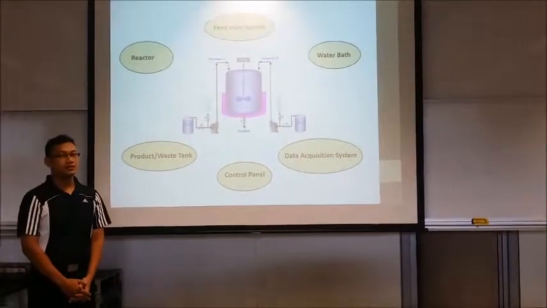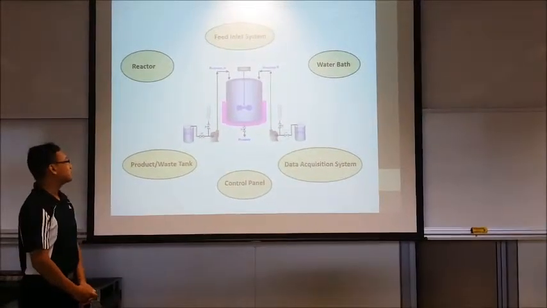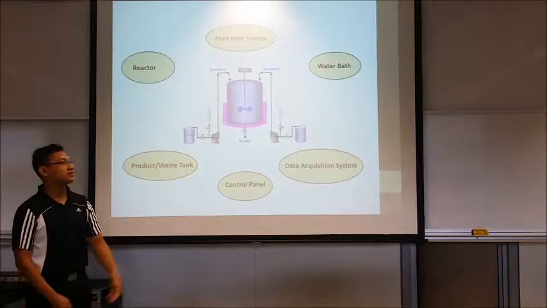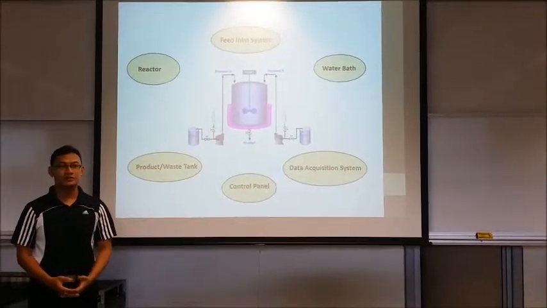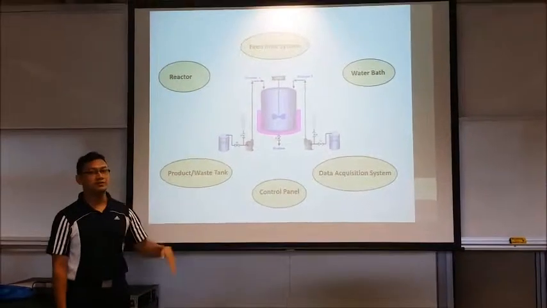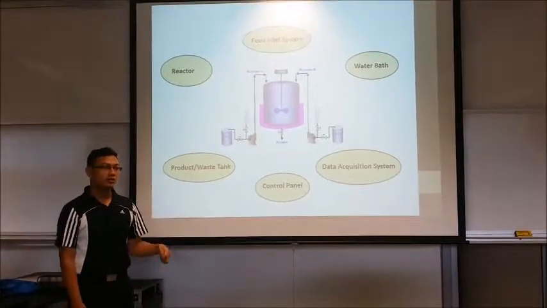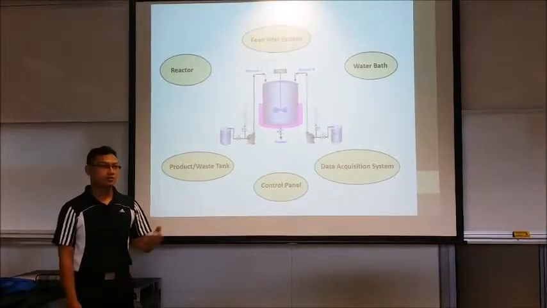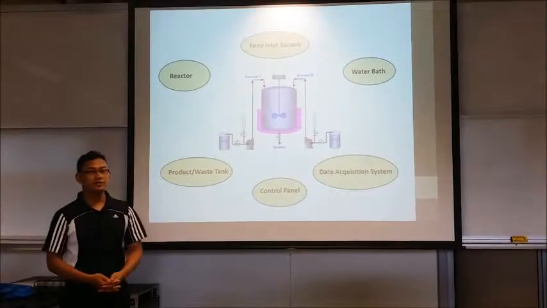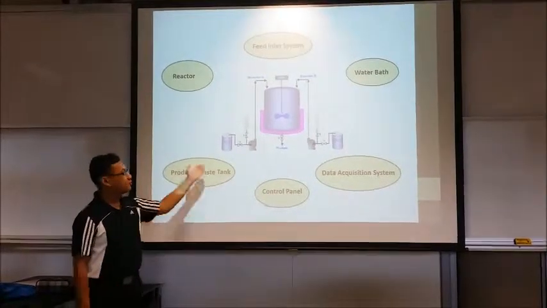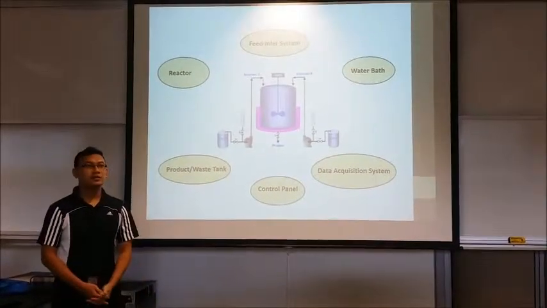Basically, this unit consists of a reactor, feed inlet system, water bath, product waste tank, control panel and data acquisition system. The reactor consists of a glass vessel. The top and bottom plates are made out of stainless steel, and it comes with a cooling coil, temperature sensor and stirrer system. For the feed inlet system, it has 2 feed tanks, 2 pumps, needle valves and flow meter.